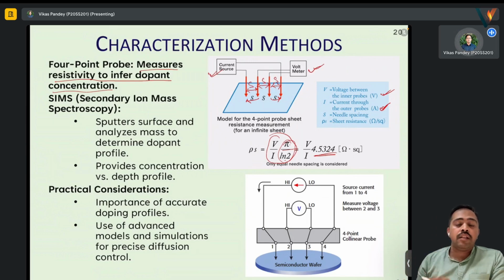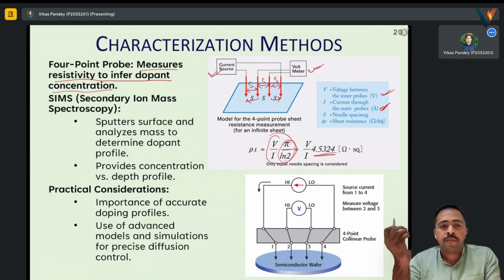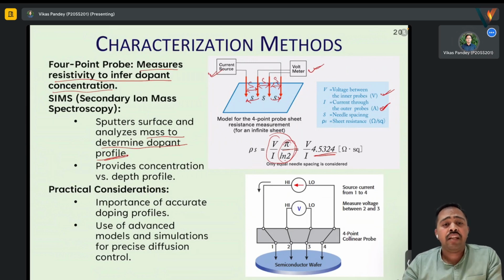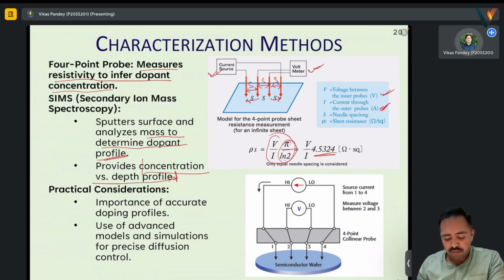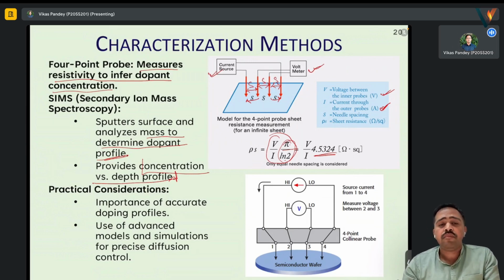Then there is another method, that is secondary ion mass spectroscopy. In this case the surface is sputtered, and the mass of the dopant profiles is analyzed. This gives us the concentration versus depth profile. This is more precise, but it involves a more complex mechanism.